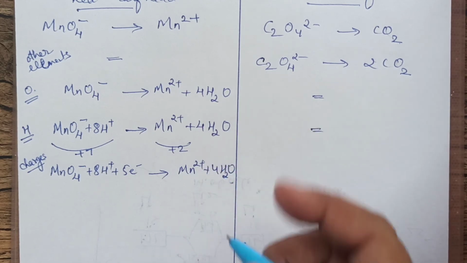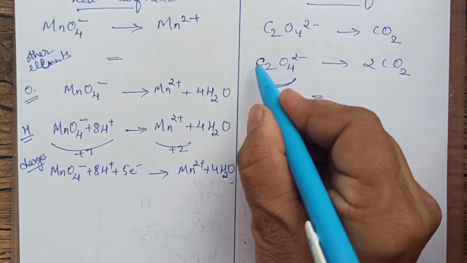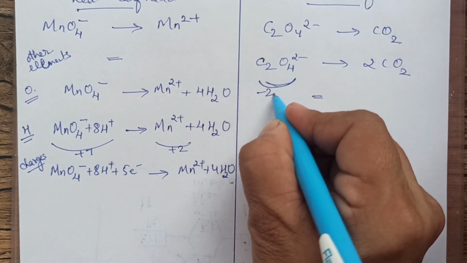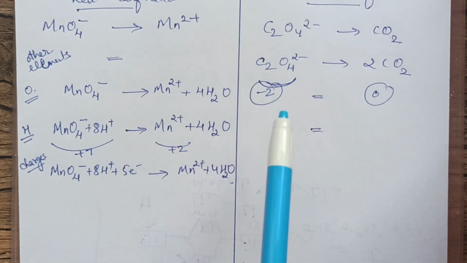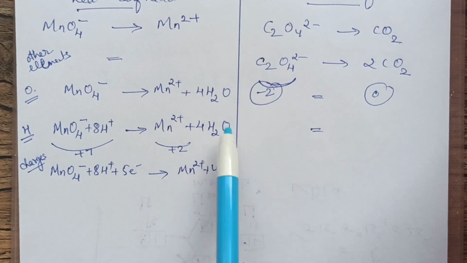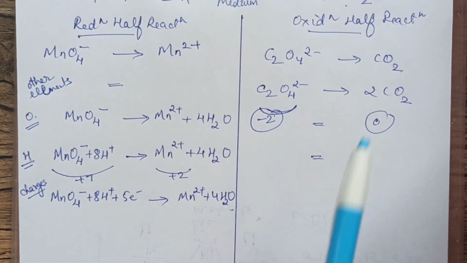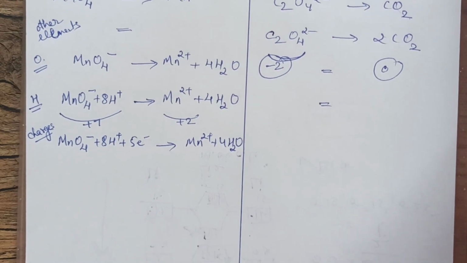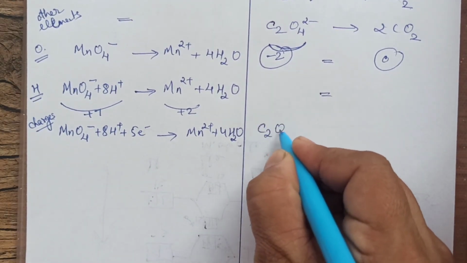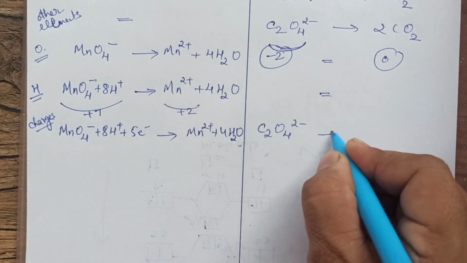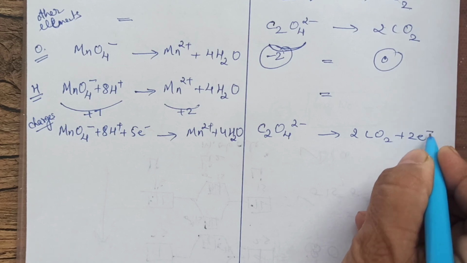Now let us check the charges here. What was the charge on the left hand side? Minus 2. There is no coefficient here, so just minus 2. This is neutral, so 0. Right? So the difference is 2. And this is, as such, the oxidation half reaction. Okay, oxidation means loss of electrons. So how many electrons should I write? 2 electrons on the right hand side. So I will write C2O4 2 minus forms 2 CO2 plus 2 electrons.